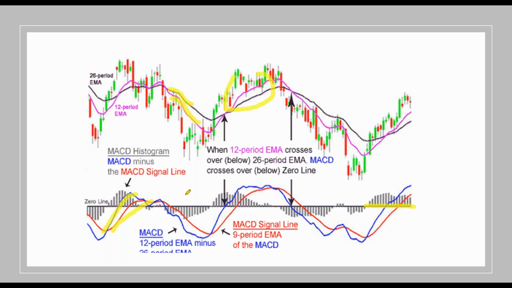So this makes it easy. When the 12-period moving average crosses above the 26-period moving average, the MACD line crosses below the zero line below. So when we see the MACD line cross above or below the zero line, we know exactly what happened on these two lines. They crossed over. So we no longer need this moving average on the chart.